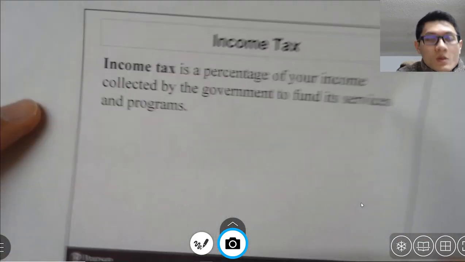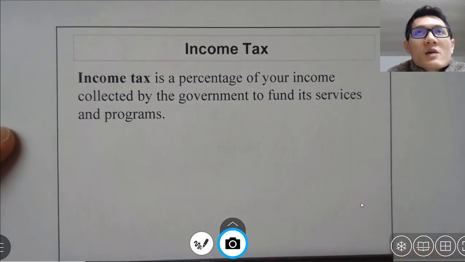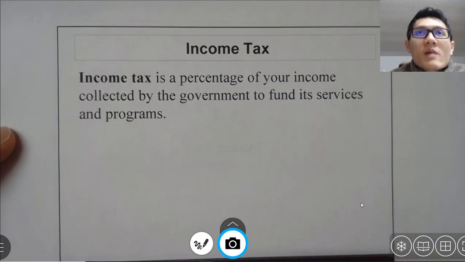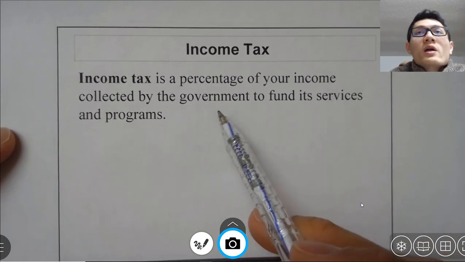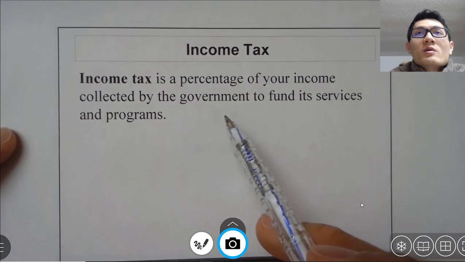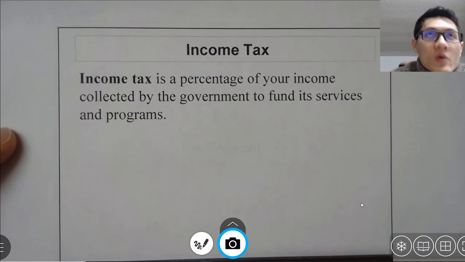Okay, so first thing, what is income tax? The income tax is a percentage of your income collected by the government to fund its services and programs. So if you go to work, let's say that your salary is $50,000 a year, but in fact you are not getting $50,000 a year because you have to pay a portion of that in taxes to the local and the federal government. Okay, so in this section we are going to learn how to calculate your income tax and so on.